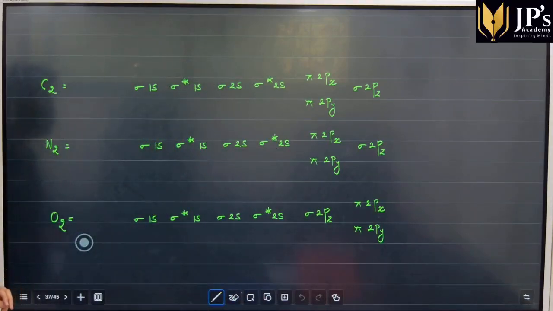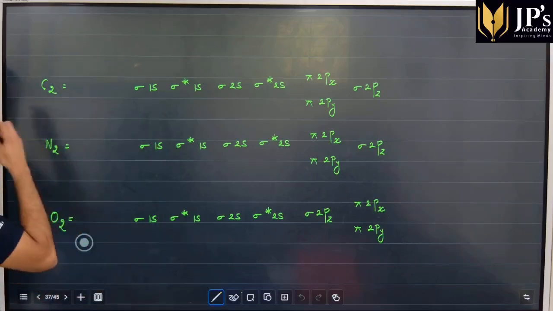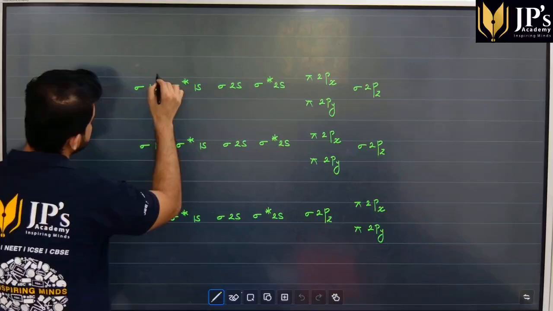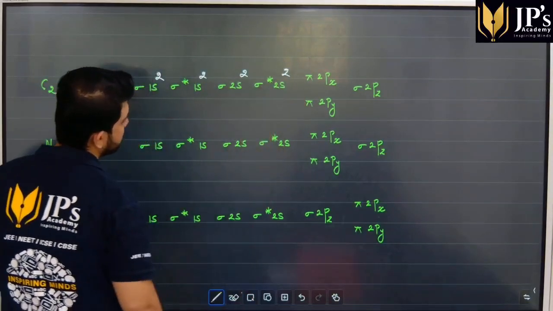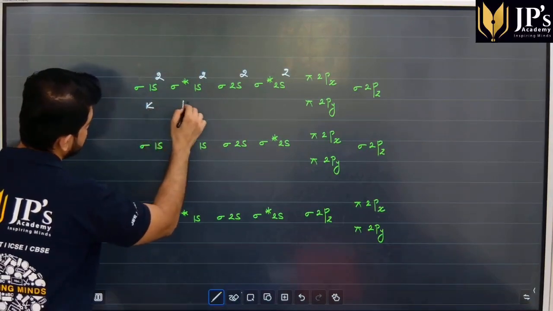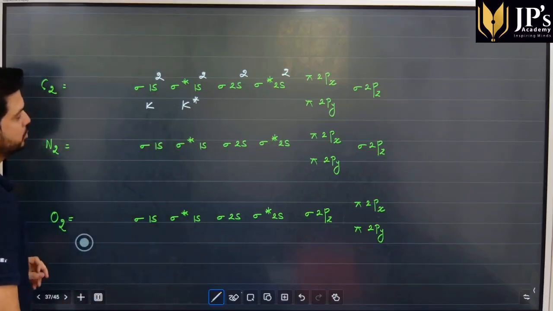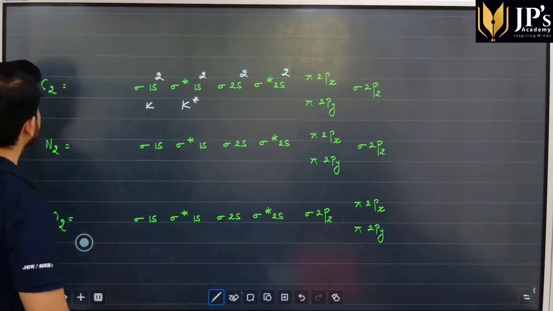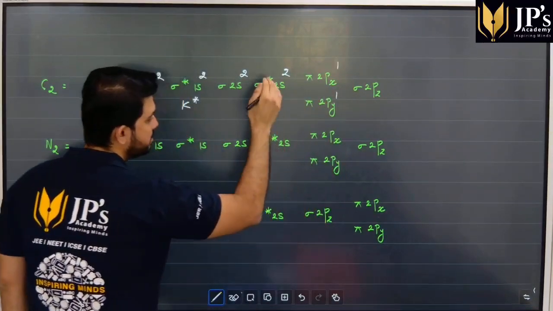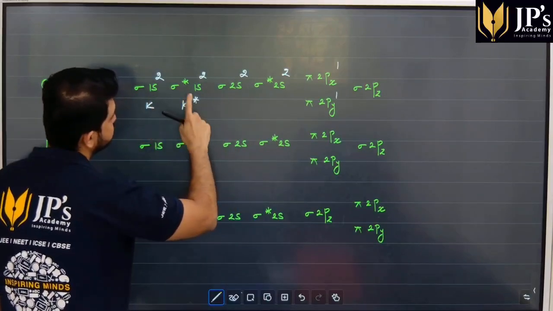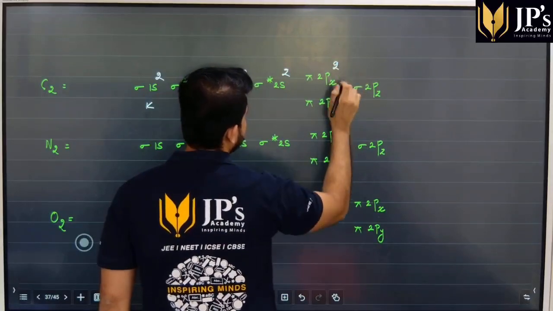Let's understand C2 and how we write the molecular orbital configuration. C2, students, will have 12 electrons. So sigma 1s2, sigma star 1s2, sigma 2s2, sigma star 2s2. We also write this as K and K star, students. So we are done with 8 electrons, but it is 12 electrons. So next we write pi 2px1, pi 2py1. Remember, you will fill them one at a time. So 2, 4, 6, 8, 9, 10, 11 and 12.